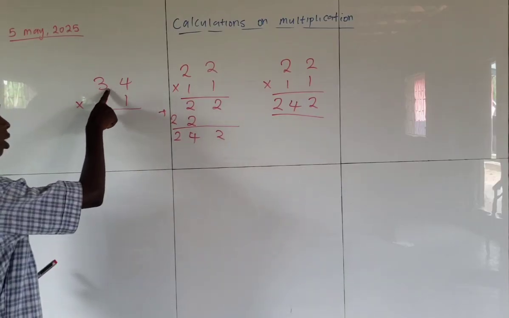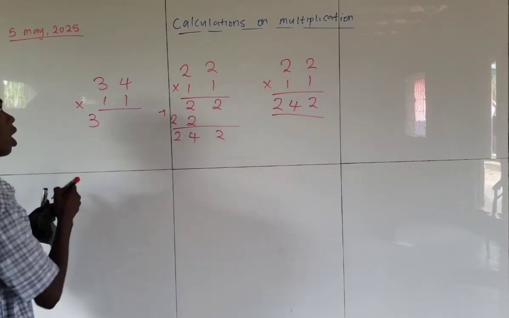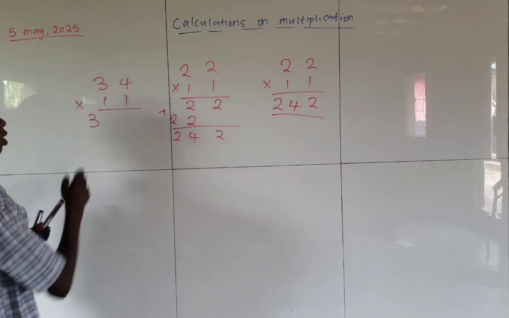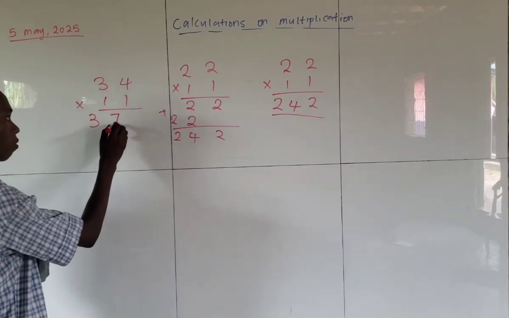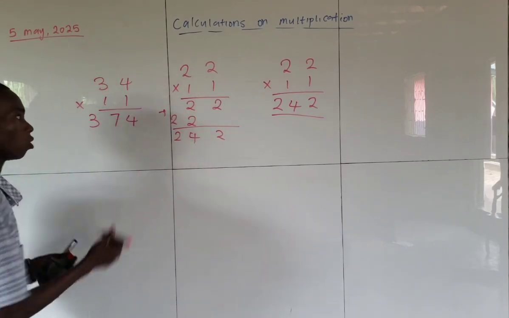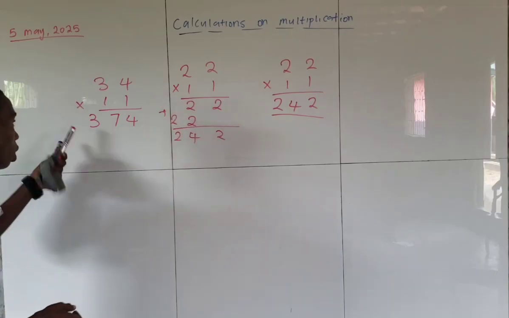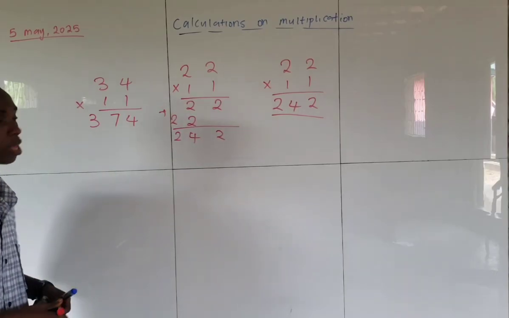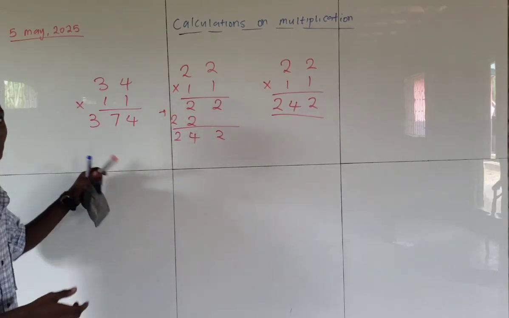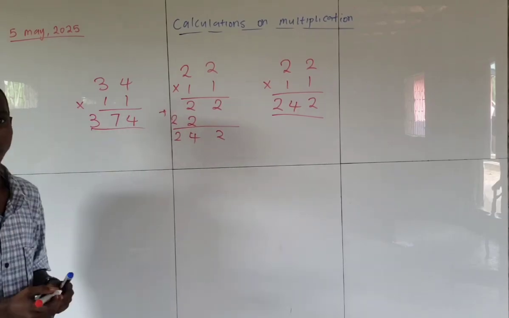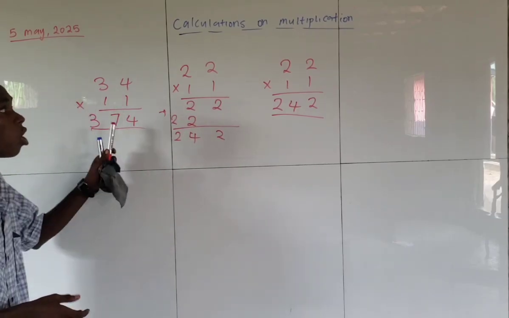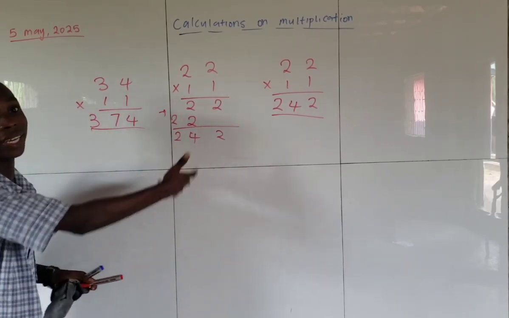This 3 here, you bring it down, and then 3 plus 4 will give us 7. You bring your 7 and your 4. This is your 4. You bring it down. So our answer is 374. So you see that this is the easier way on how we can solve this, and this is the basic trick on how to multiply by 11.